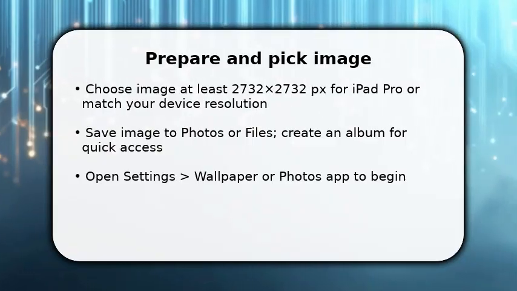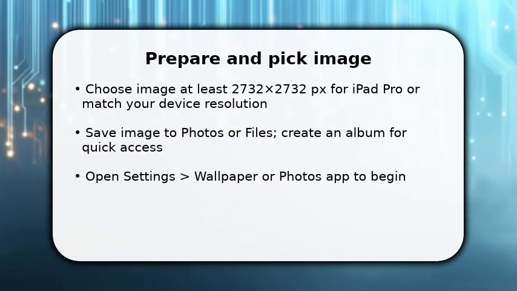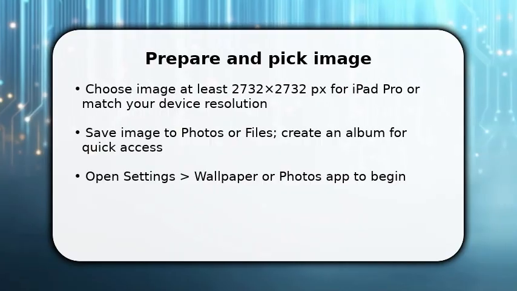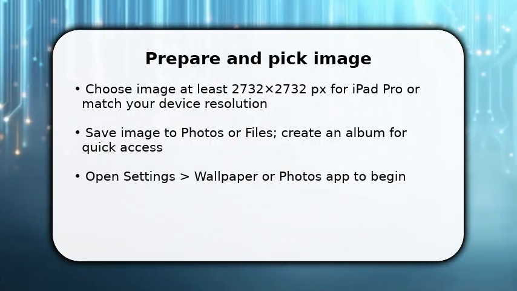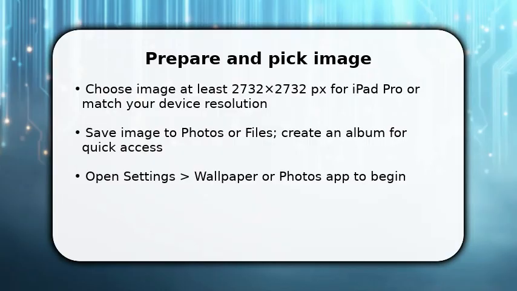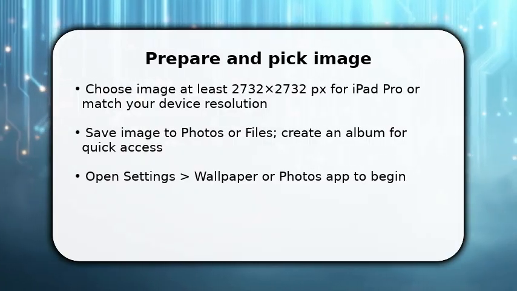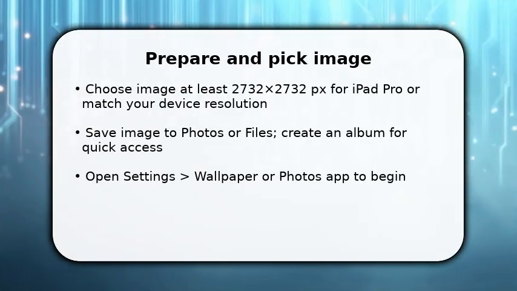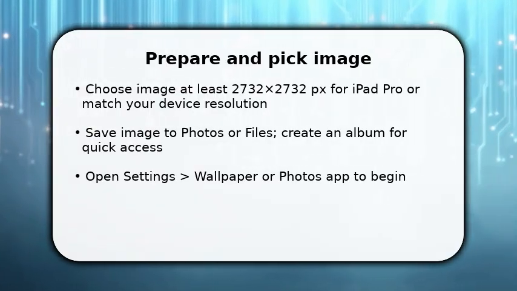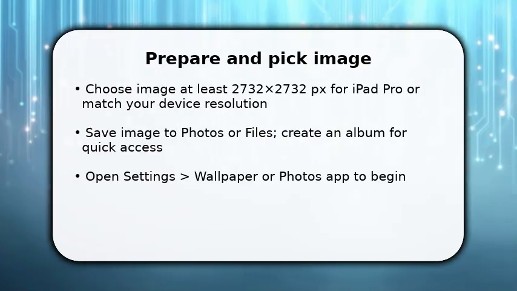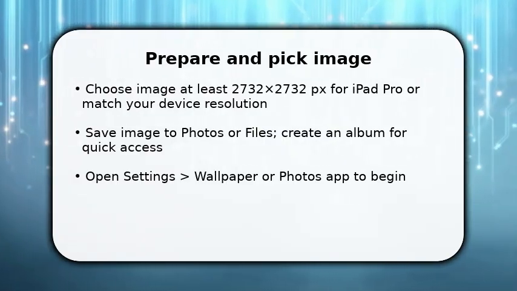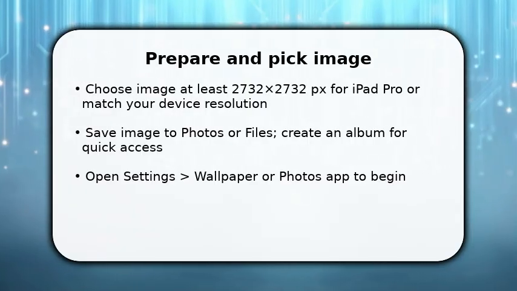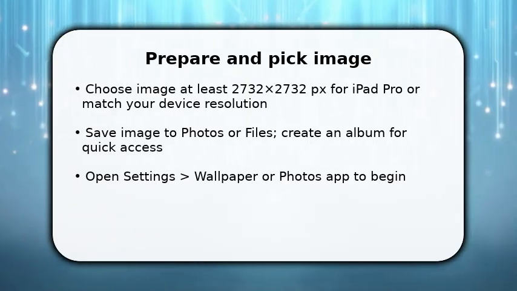You start by selecting a high-resolution image so it won't blur when stretched. Open Photos or Files and locate the picture. Once done, move it into a dedicated album to keep things organized and speed up selection. Next, open Settings and tap Wallpaper, or open the photo and tap the Share button to set as wallpaper. You do this because starting with the right asset prevents redoing steps later, and moving it into an album reduces hunting when you're ready to apply.